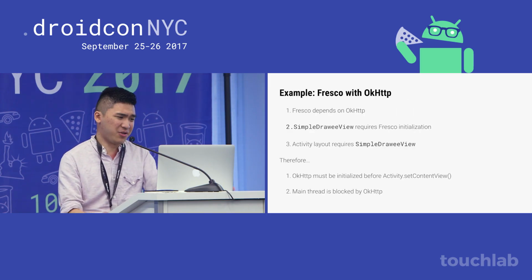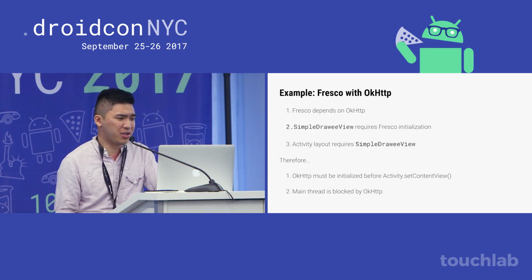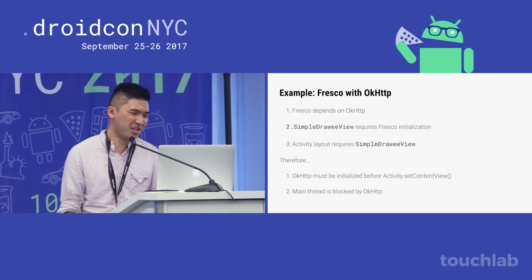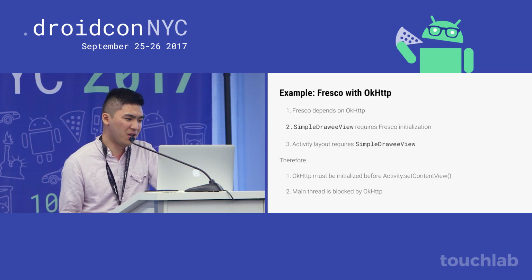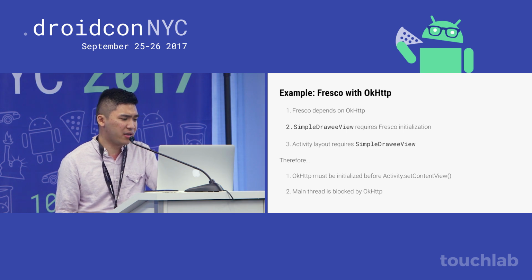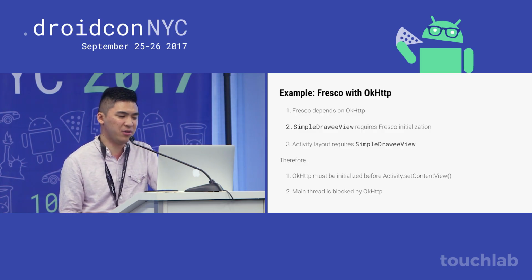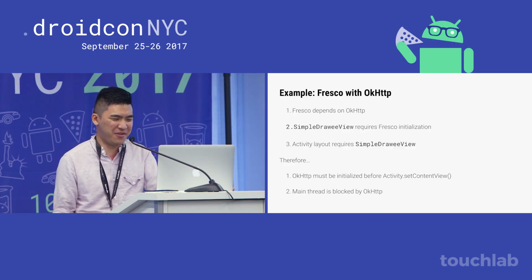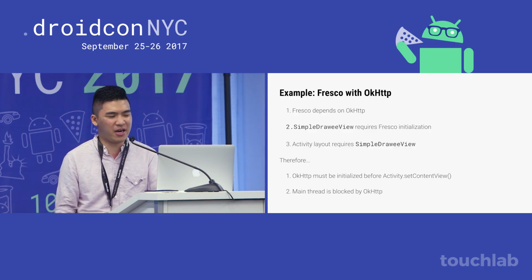So here's one example. We use Facebook's image loading library called Fresco. It depends on OkHttp. Well, at least in our case, it doesn't have to, but we use OkHttp, so we want Fresco to also use OkHttp. Part of this library has a thing called SimpleDraweeView, which is its replacement for ImageView. But it requires Fresco to be initialized.